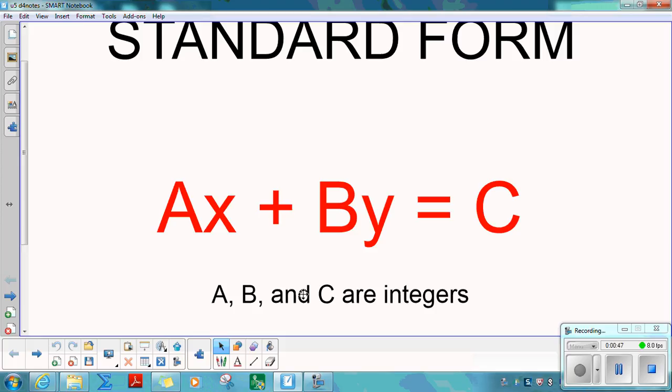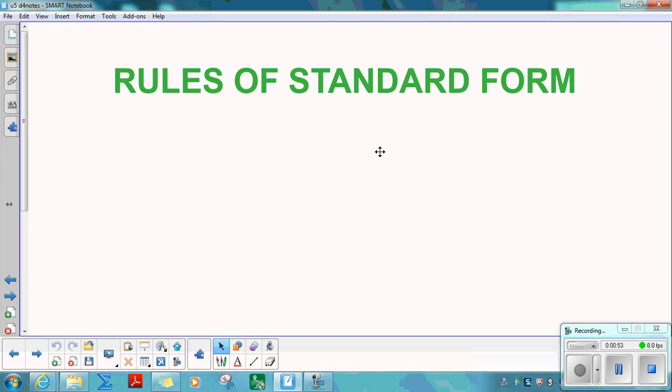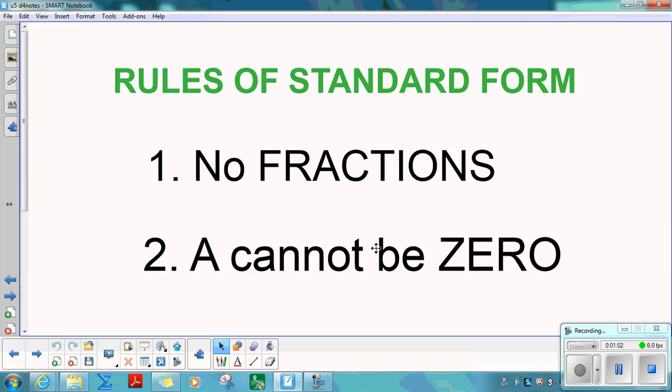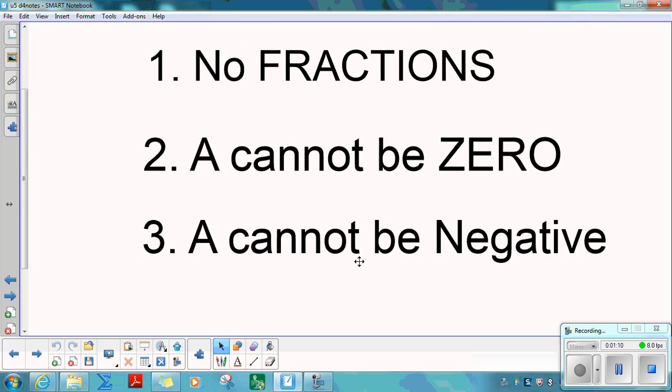So, standard form has some rules that go along with it. So let's talk about those. First rule is no fractions, which we just said. Okay? So there are no fractions in these equations. Second thing is that a at the front cannot be a 0. Okay, so that will be a number other than 0. Also, a cannot be a negative.